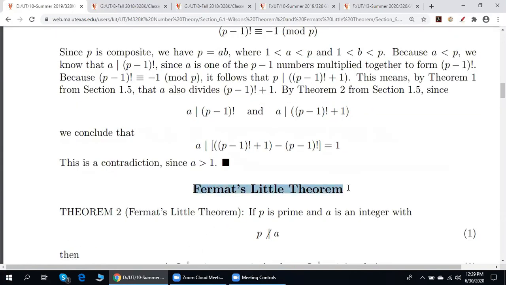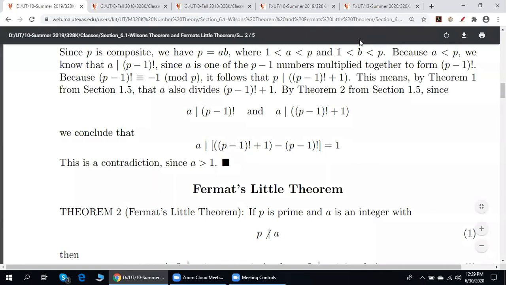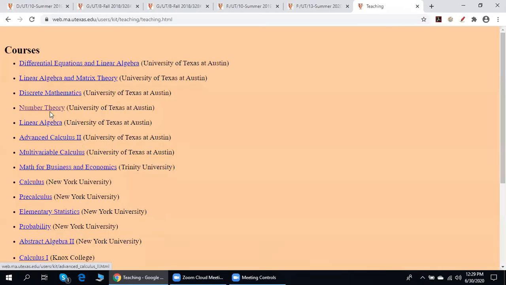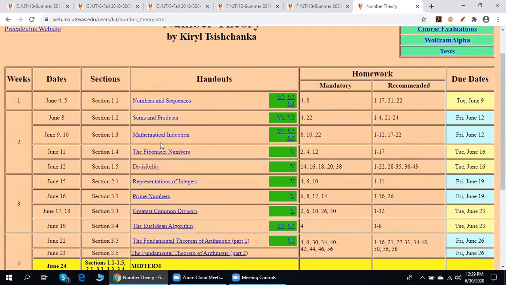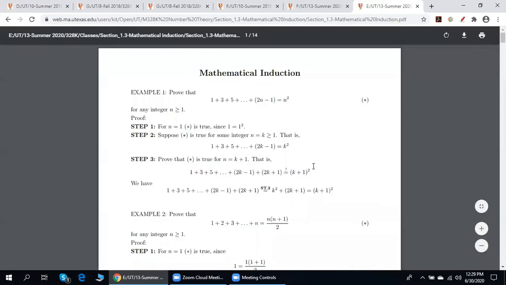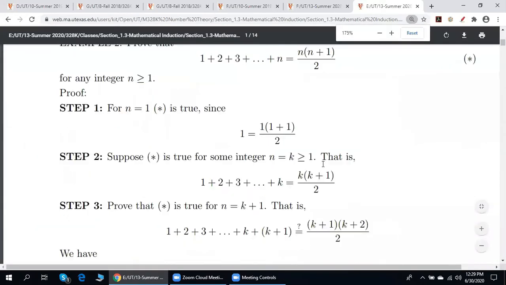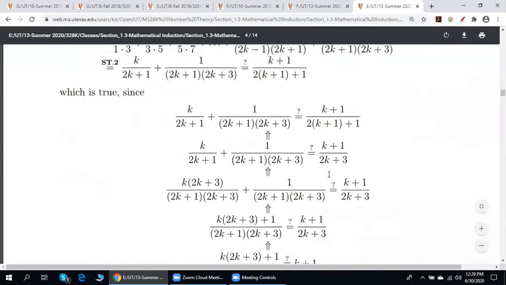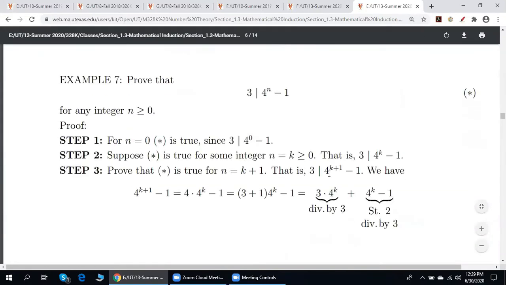Fermat's little theorem. Before we discuss Fermat's little theorem, let me go back to this section, mathematical induction. Please take a look at the following set of problems.